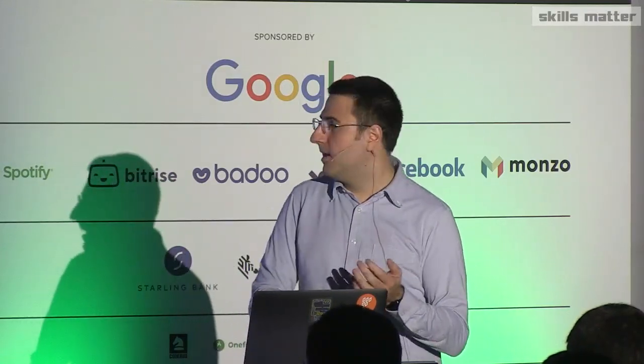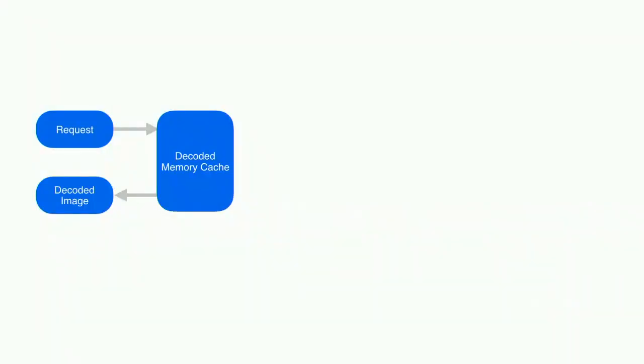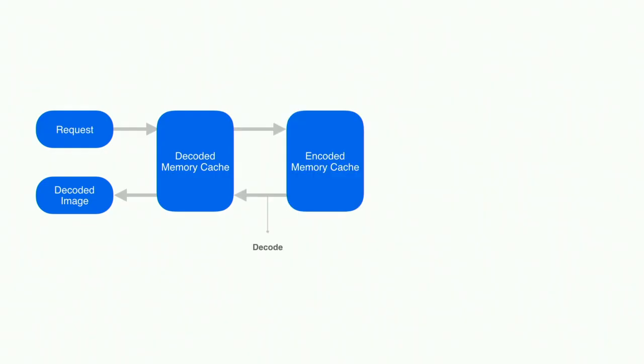So we have a couple of layers of caches. Again, unfortunately, the arrows here are missing, but there should be an arrow where you go from the request to the decoded memory cache. So what we do is we send an image request off, we go to the decoded memory cache. If the image is in the cache, we immediately return the decoded image, and you can use it. The next step is if the image is not in the decoded memory cache, we have a second layer of cache where we store the encoded images, which are much smaller, but still it is efficient to keep the encoded images in memory.